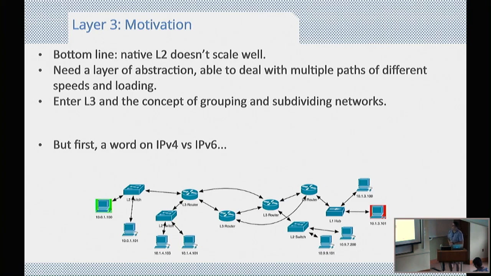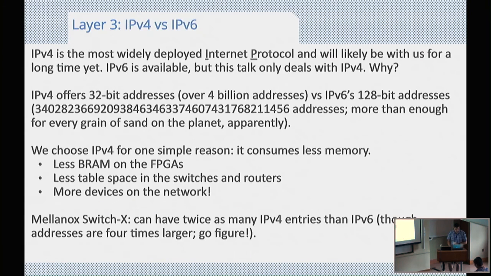Bottom line is, native layer 2 doesn't scale very well. You need a layer of abstraction to deal with multiple paths of different speeds with potentially different bandwidth loads on the network. So this is where layer 3 comes in, and we're going to talk about that in a little bit, this concept of grouping and subdividing networks. But first, a word on IPv4 versus IPv6.